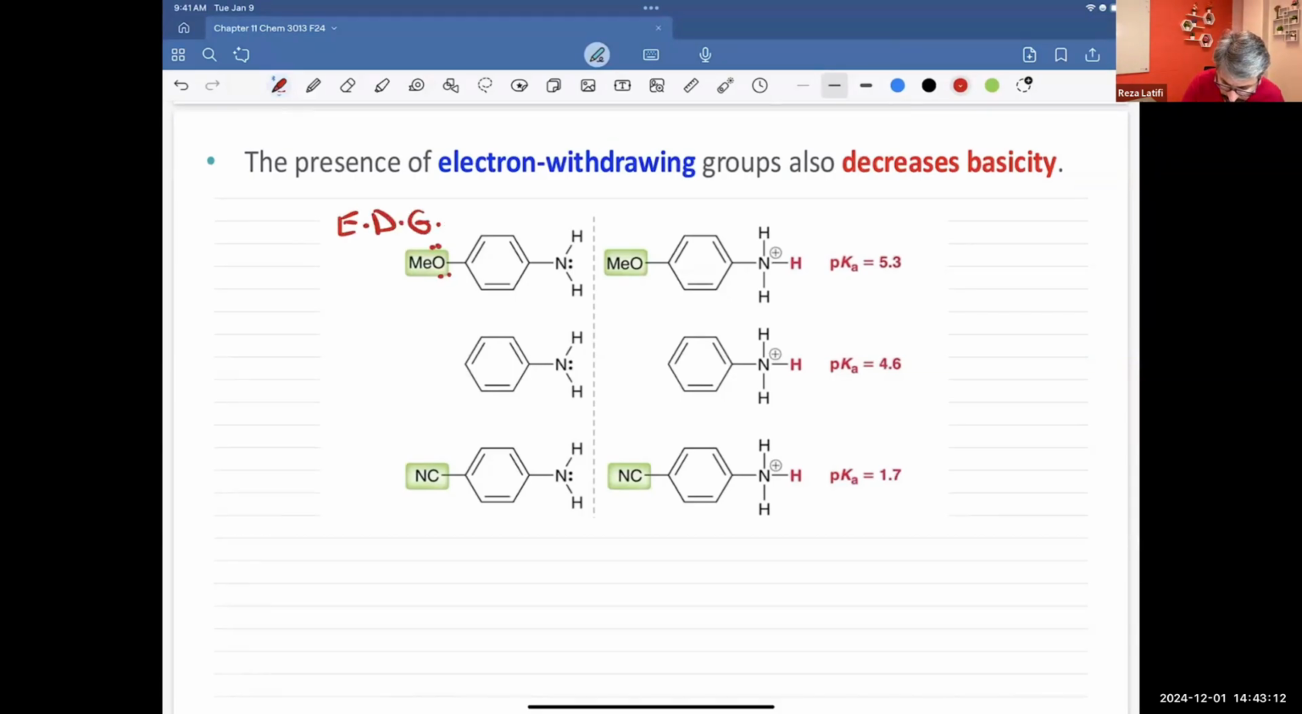Because it has two lone pairs, and those two lone pairs can be shared with the ring. So instead of taking the lone pair from nitrogen, this time oxygen is giving a lone pair to the ring. And the output of this is that the partial negative charge here, and on nitrogen, is going to go up. So the basicity will go up. Basicity will go up if you replace hydrogen with an electron donating group. The reference is going to be hydrogen, and the methoxy group is a more electron donating group than hydrogen. So as you see, the methoxy compound is a stronger base than a benzene ring alone.